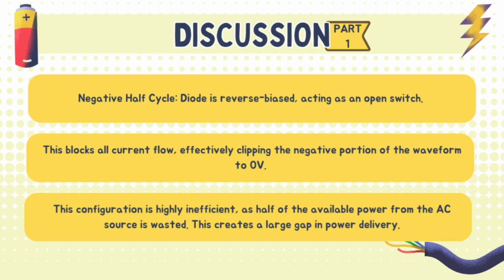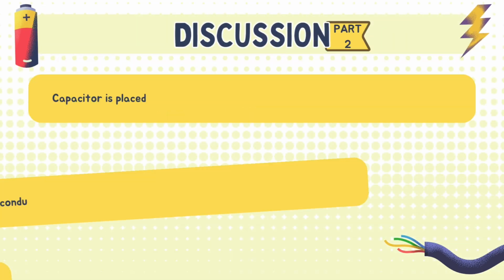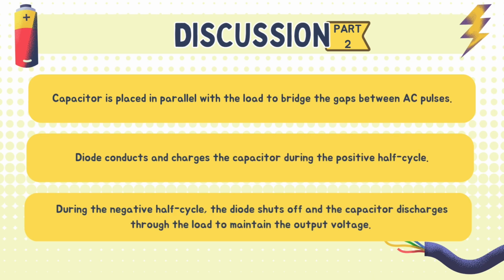This configuration is highly inefficient, as half of the available power from the AC source is wasted. This creates a larger gap in power delivery, where the load receives no energy for 50% of the time. In part 2, where a filtered half-wave rectifier is tested, a capacitor is placed in parallel with the load to bridge the gap between AC pulses.